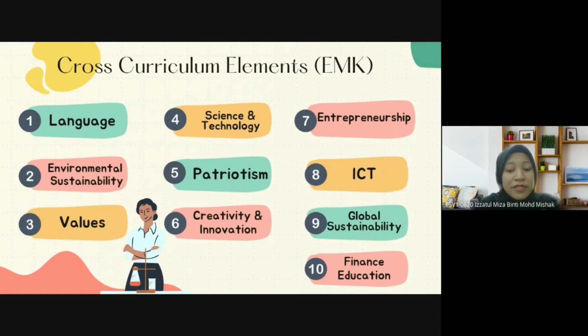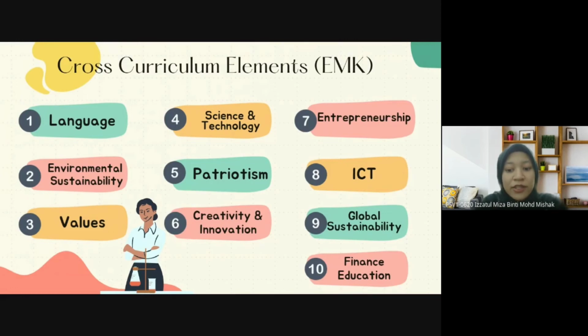Okay, the third one, which is values. Values are emphasized in this mathematics subject because it is important to ensure that students are aware of its importance, which is values, and practice them in daily life. Okay, the fourth, which is science and technology. Science and technology need to increase the interest in students and improve scientific and technological literacy among students. And this can help and contribute to efficient and effective learning.